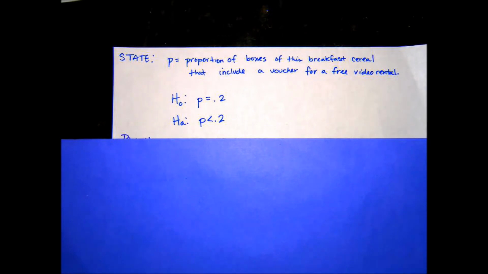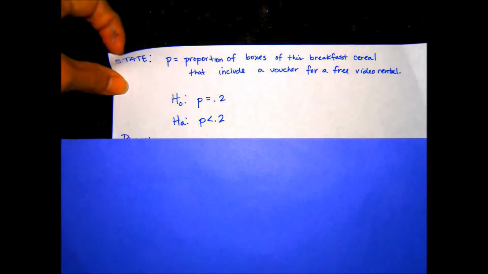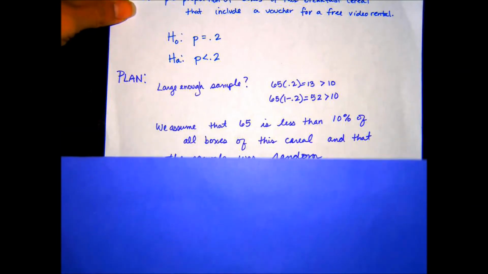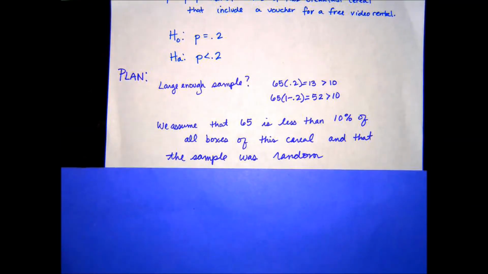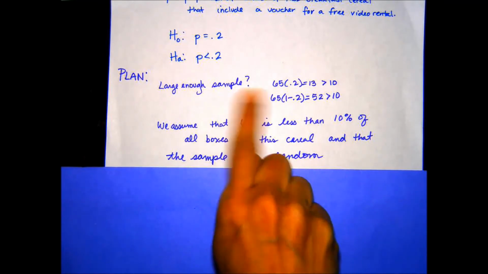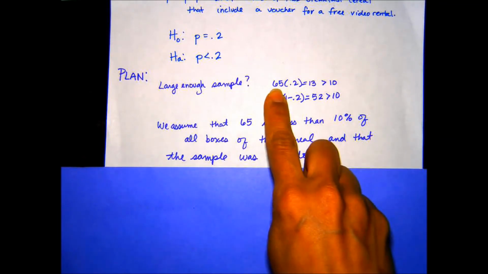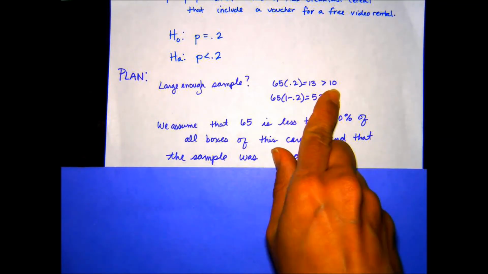Once we have our state, we make our plan. I'm going to want to do a one proportion Z test. In order to use Z, there are some things I have to check. Is my sample large enough? Is it independent? First I check for large enough: n times p. Remember, if you have p, use p. Do not use p-hat. If you have p, use p. So I take my sample size, which is 65, times 0.2, and I get 13. That's greater than 10. The complement is also greater than 10.